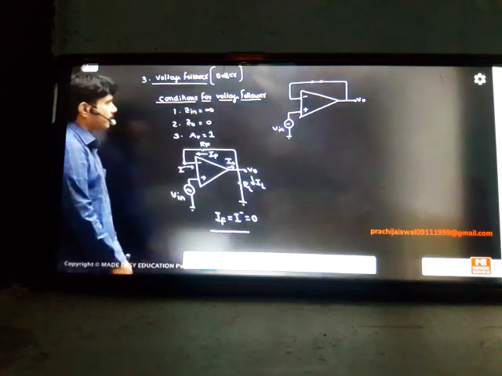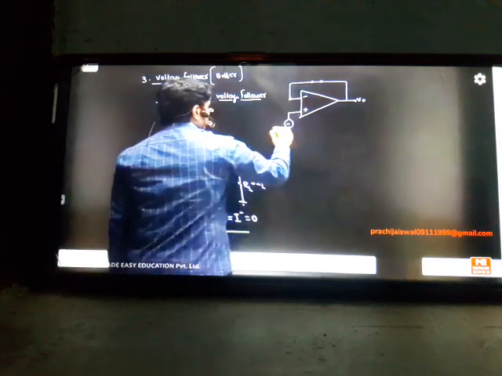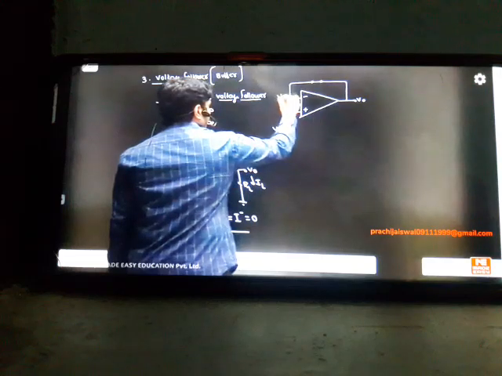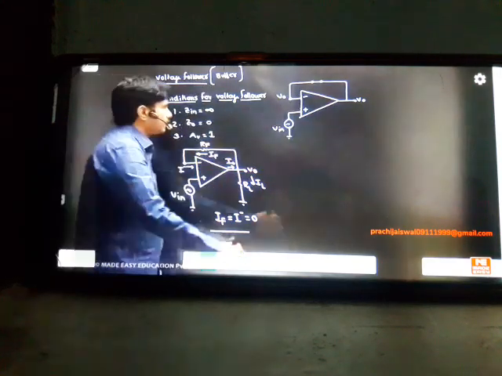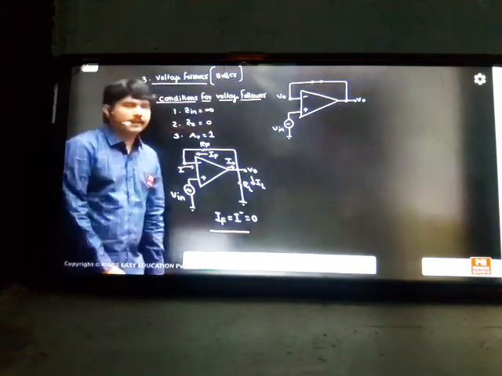So this drop becomes 0. If this drop is becoming 0, can I take the point here? This is VIN and this point is your V0 coming. So this is VIN, that is V0, because this point and this point are the same. This is why I'm seeing the class.